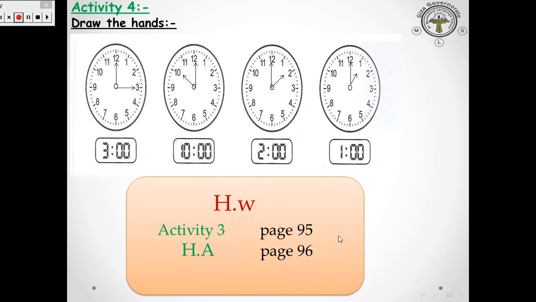Homework: activity 3, page 95, and home activity, page 96.